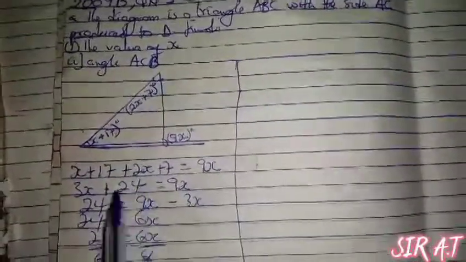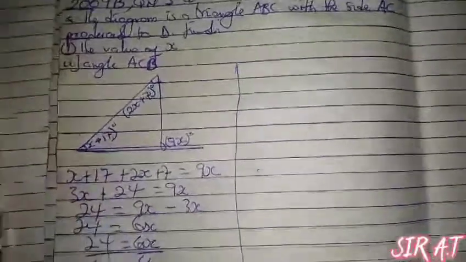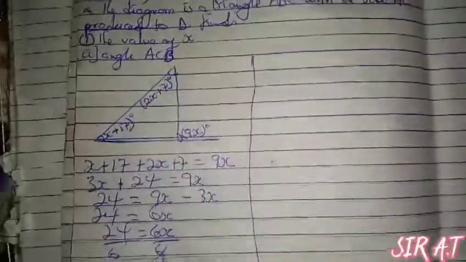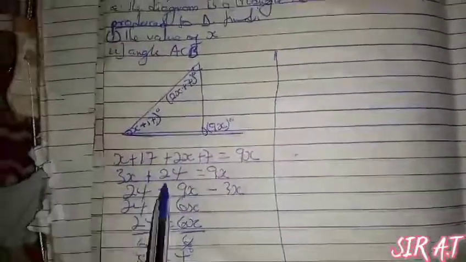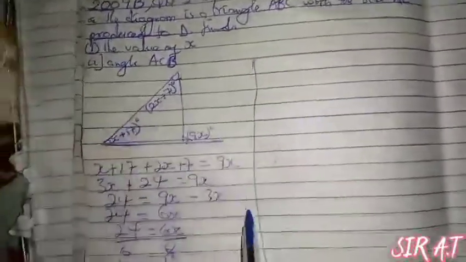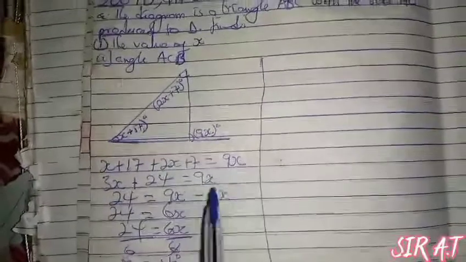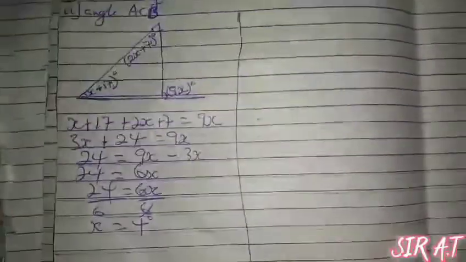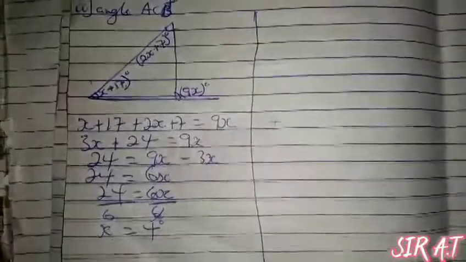So 24 is equal to... we don't want any negative. We would have brought this here and then sent this, but you can also do it this way. 24 is equal to 9X. We bring the X here and subtract, you are getting 6X. Divide both sides by 6, you are getting X to be equal to 4.